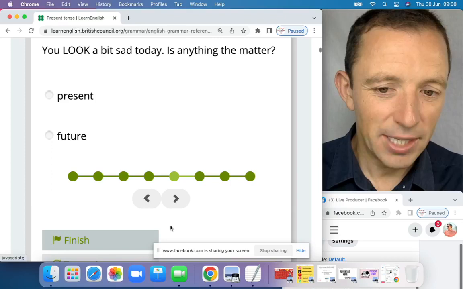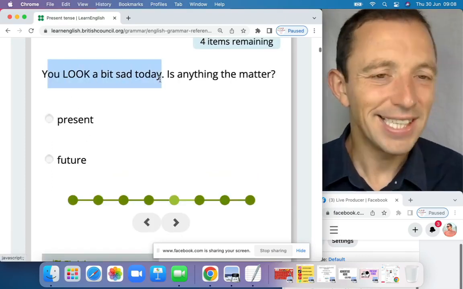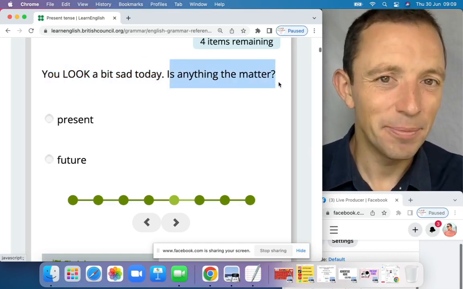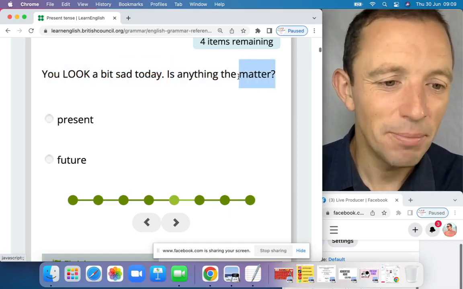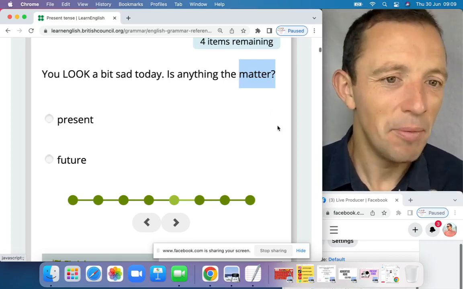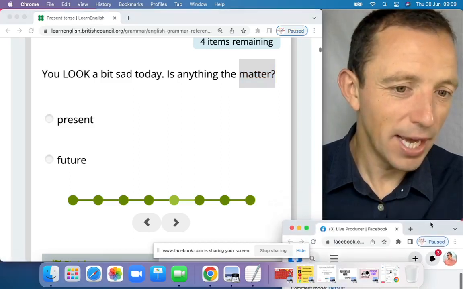Next question. Let's move to the next question. You look a bit sad today. Is anything the matter? So matter means problem. What is the problem? Is there a problem? What is the issue? Is there an issue? Is there a problem? Okay.